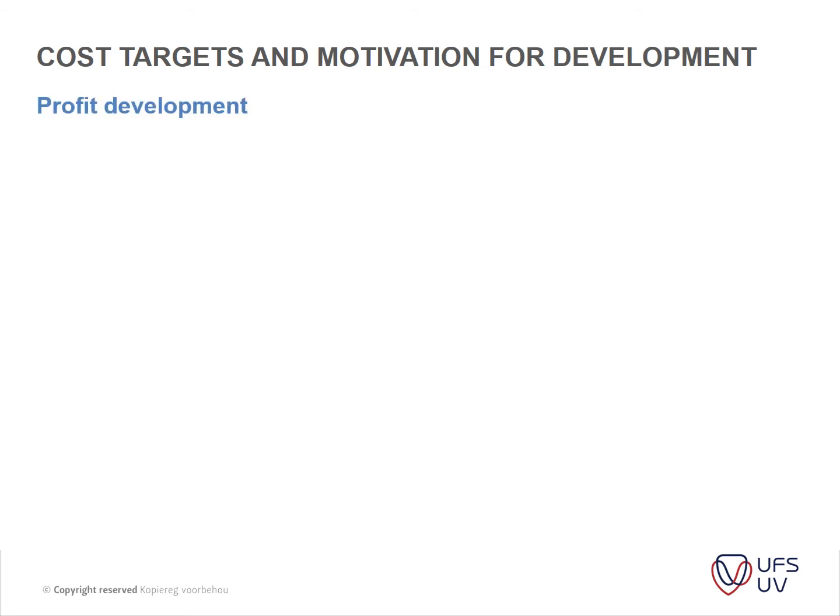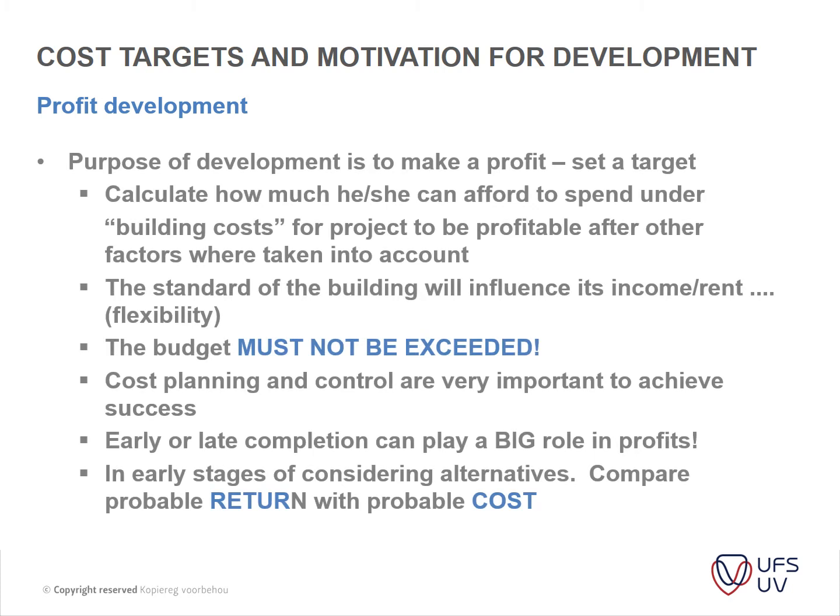Okay, so we've got profit developments, looking purely at profit. The purpose of these developments is to make a profit. There's a set target. The project has to be within this budget so that it can be sold for a higher price, so that an actual profit can be made. So the developer calculates how much he or she can afford to spend on the building cost for a project to be profitable, after all these factors mentioned above were taken into account.